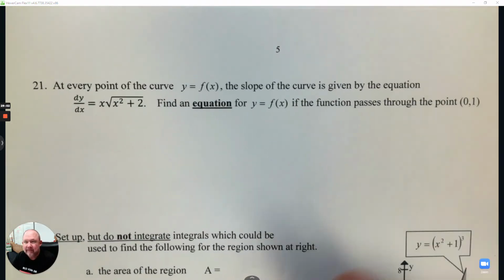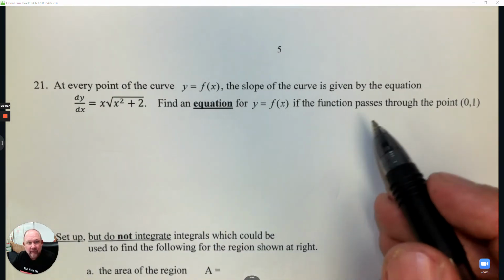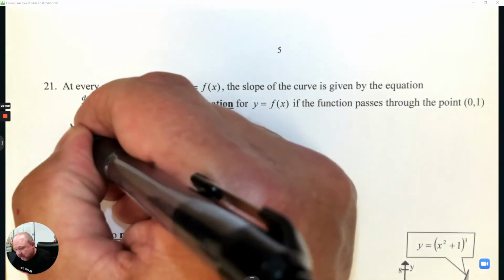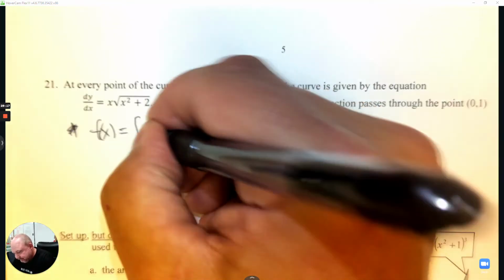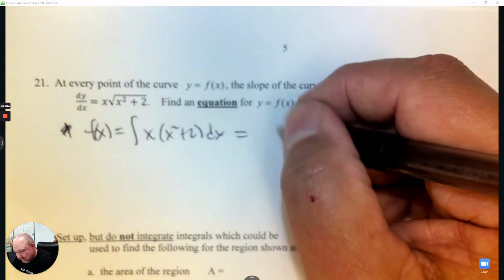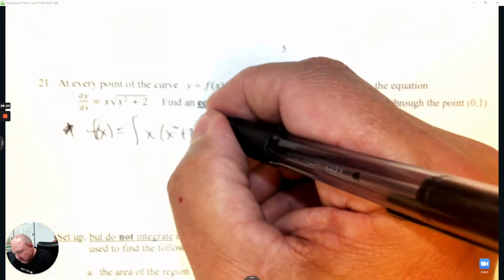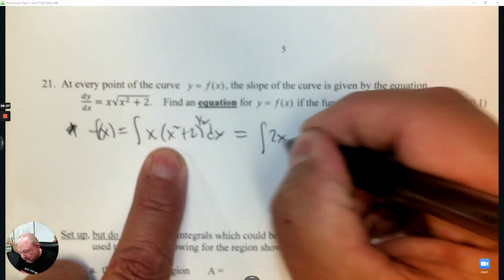Number 21. At every point, the slope of this curve is given by this equation. Find an equation that passes through. So, x, we first need to find f at x by doing the integration of this. So we're going to make it friendly. Then, this is to the 1/2. Then the derivative of this is 2x.